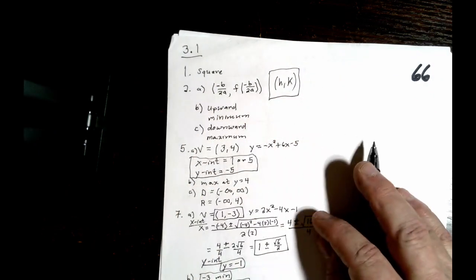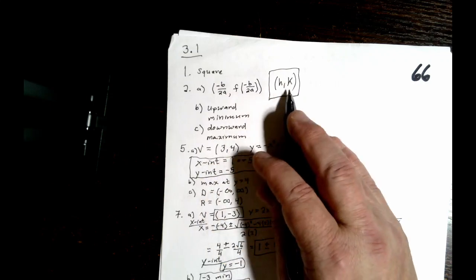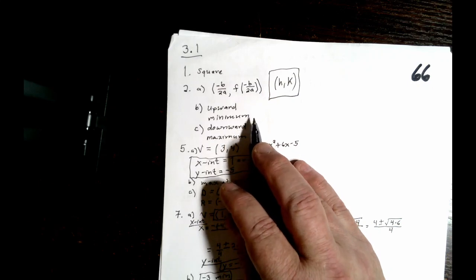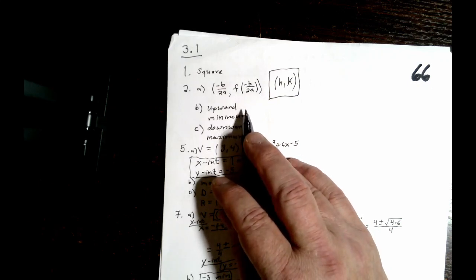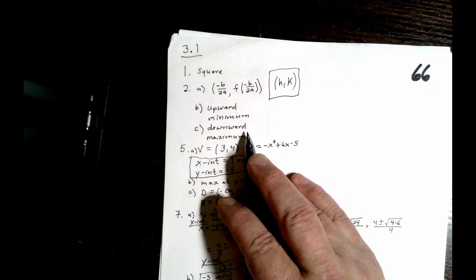So in 3.1, very first question is 1. To put the quadratic function in vertex form, we complete the square. Number 2, the quadratic function is in vertex form. The graph of the function is a parabola with vertex (h, k), or negative b over 2a, f of negative b over 2a. They probably wanted that one, (h, k). Part B, if a is positive, then the graph opens upward and it has a minimum. If a is negative, it opens downward and it has a maximum.